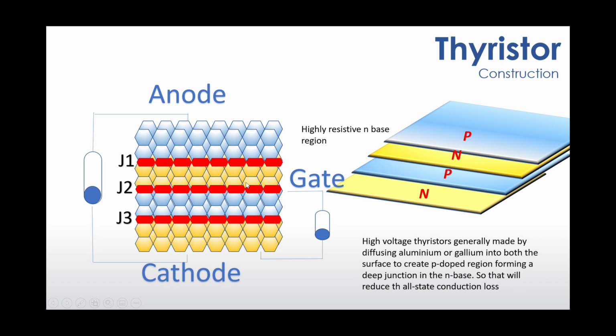When we connect p and n-type material, the barrier voltage depends on the material, but normally it is 0.7 volt for silicon, if I am not wrong, and 0.3 volt for germanium. So this depends on which kind of material we are using, but there are different barrier voltages.